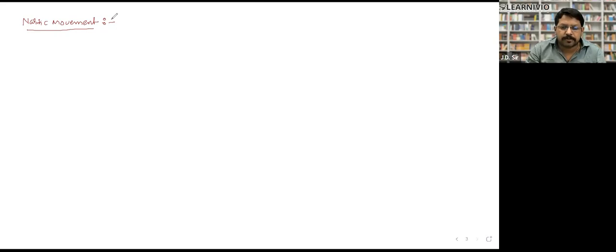These kinds of movement are called nastic movement. They may be of the following types. Now the first point. So first, please try to understand, then please note it down. Then I'll make use of it. Right. The first one is seismonastic movement.